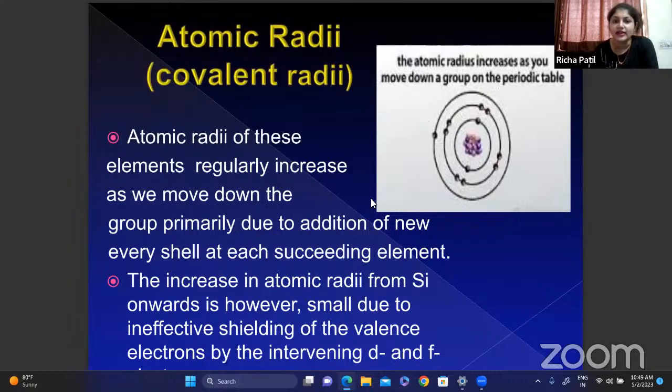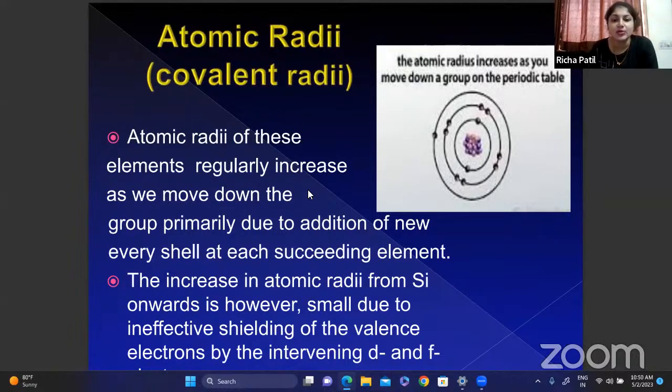So the atomic radii of these elements regularly increase. As you go down the group, what will happen to the atomic size? It goes on increasing. Why? Because there is addition of new shells at each succeeding element. So as you go down the group, there is addition of new shells. Because of this reason, the atomic size of these elements goes on increasing.